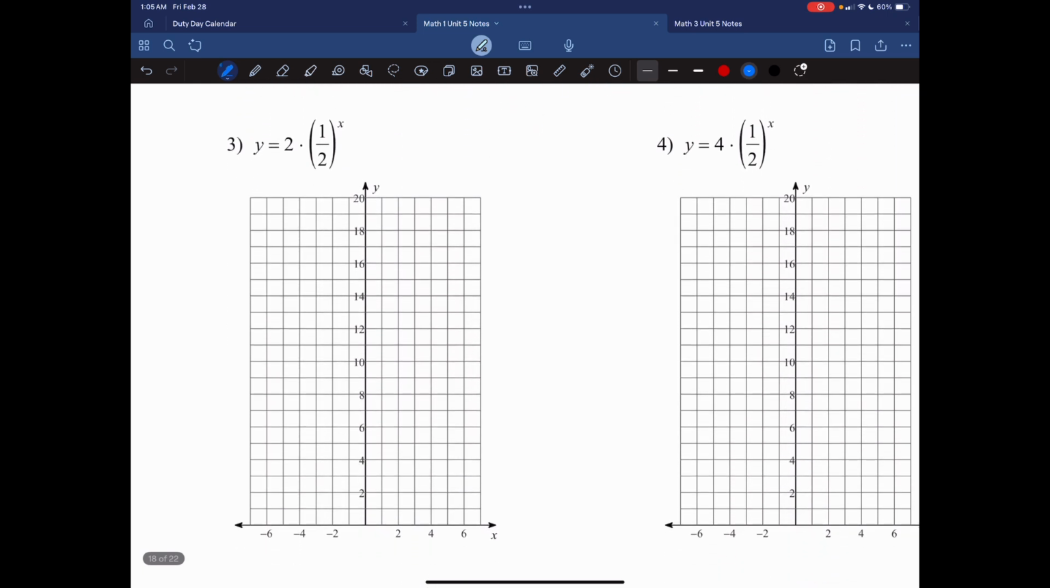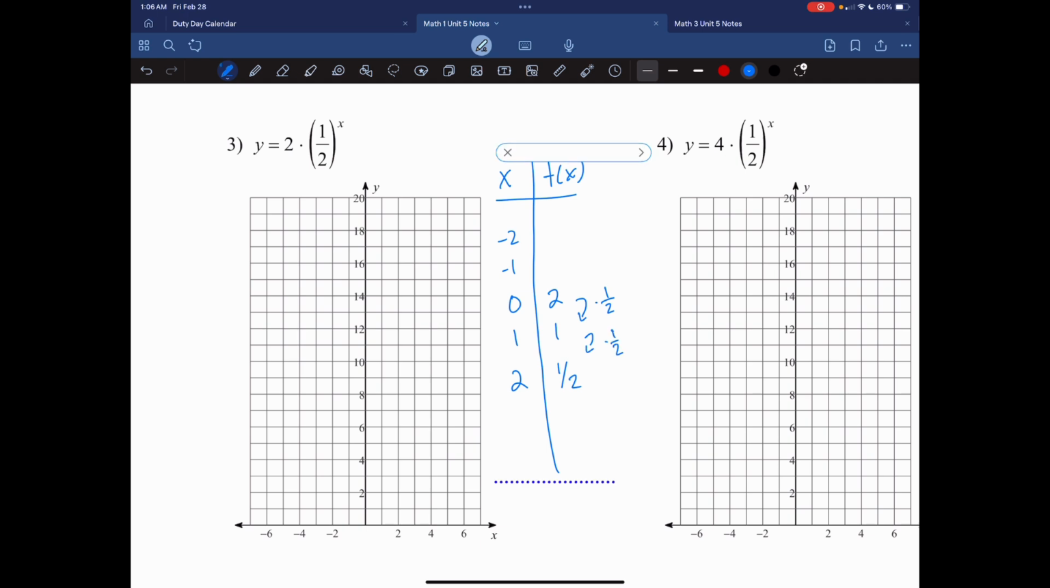Again, my starting point is 2. So if we make our table here, I have -2, -1, 0, 1, and 2. My starting point is 2. As I am increasing, as I'm going up, I'm just dividing by 2. So we get 1 and 1/2, right? If I go multiply by 1/2, and we are multiplying by 1/2 here. If I'm going backwards, I'm just dividing by 2.